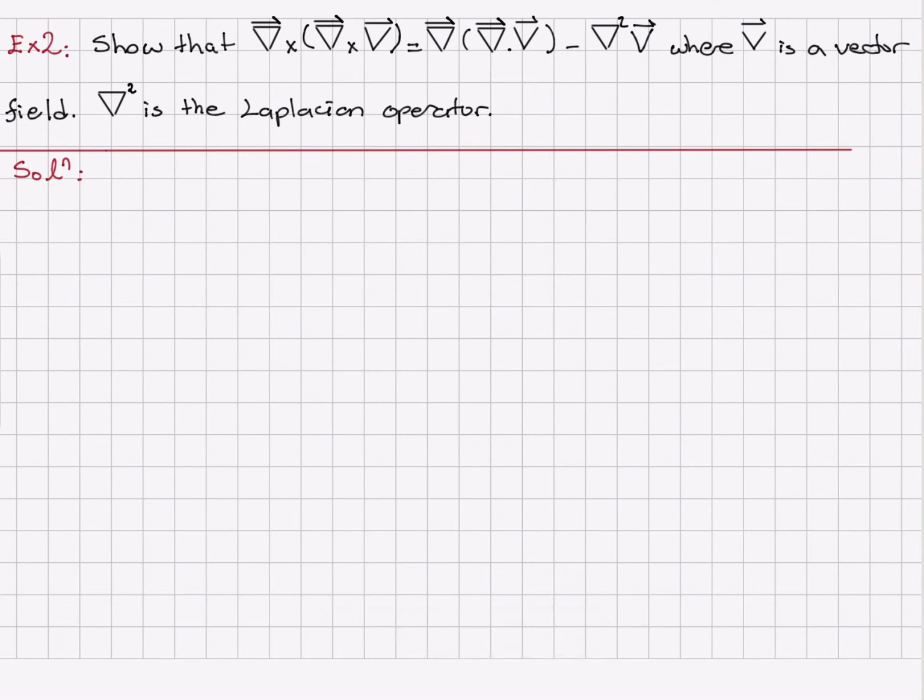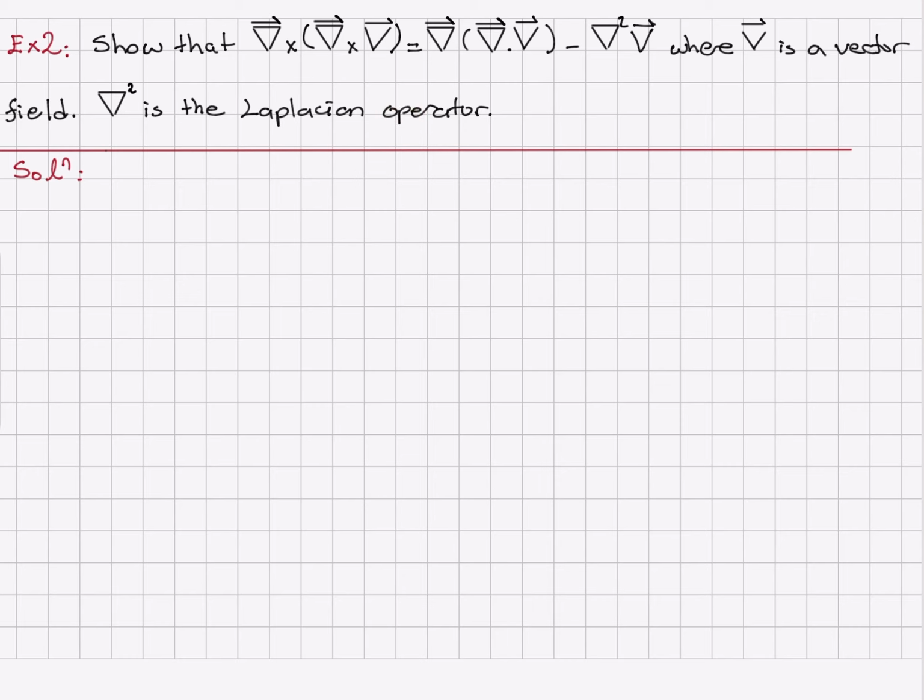Now we will work on another differential operator identity. Show that curl of curl of V is equal to the gradient operator acting on the divergence of V minus the Laplacian operator acting on V, where V is a vector field and del square is the Laplacian operator.